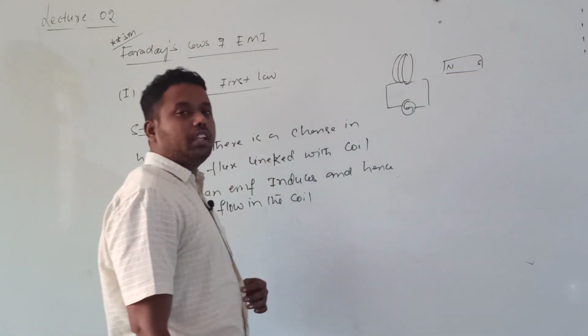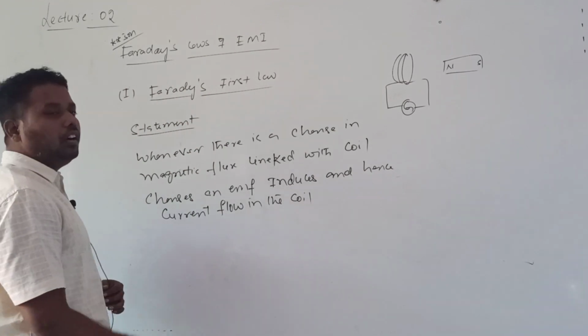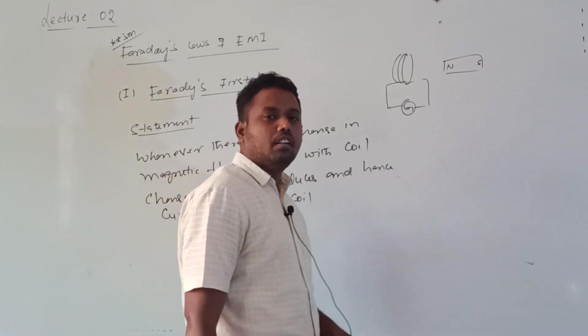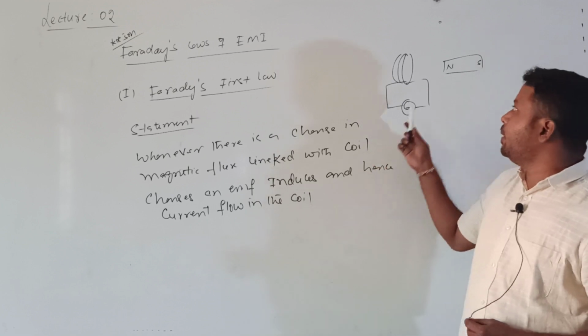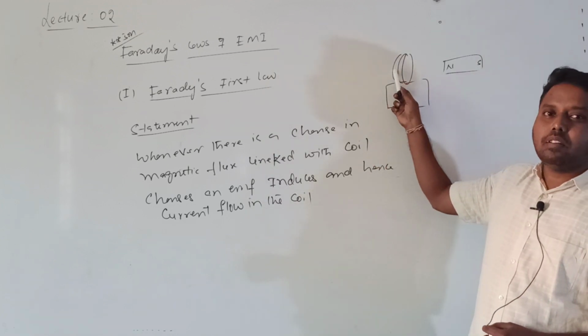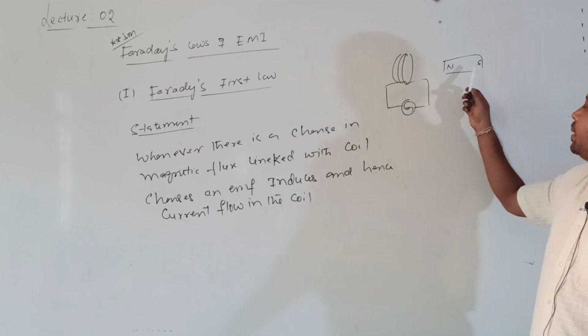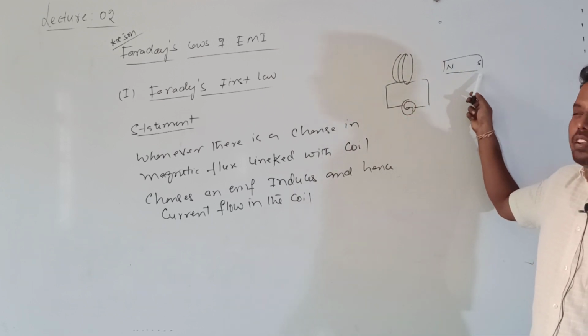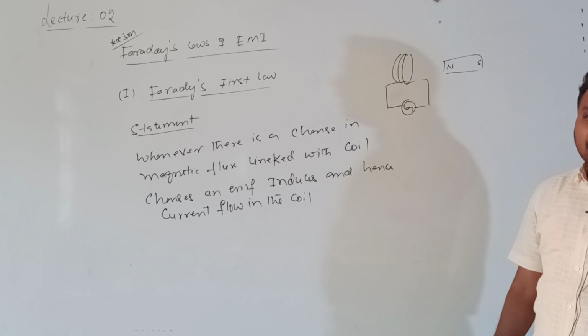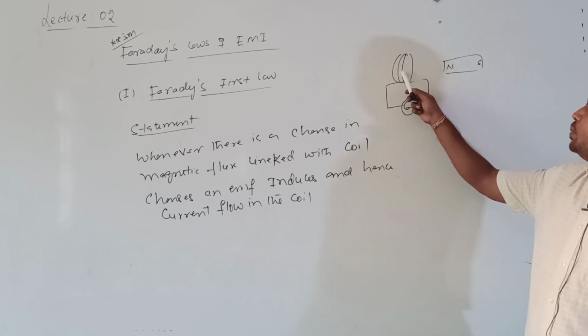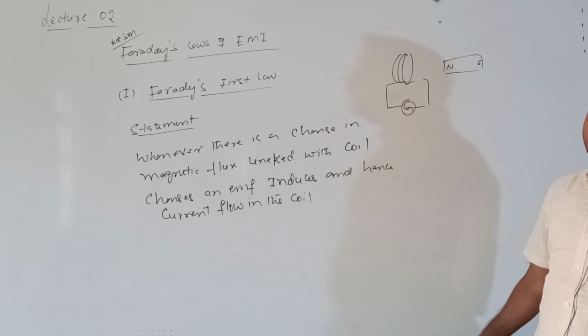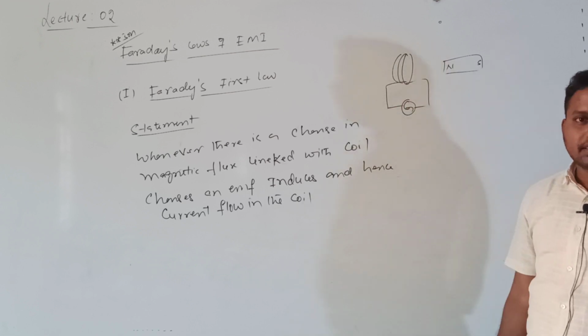So let us start moving the bar magnet towards the coil or away from the coil. So now actually what happens? When the bar magnet is moving towards the coil, flux linked with the coil increases. Whenever a bar magnet is moving away from the coil, flux linked with the coil decreases. Whenever the coil is moving towards the fixed bar magnet, flux linked with the coil increases.